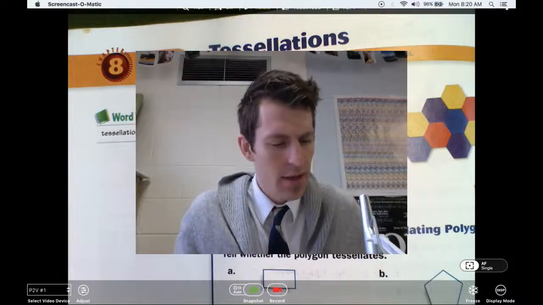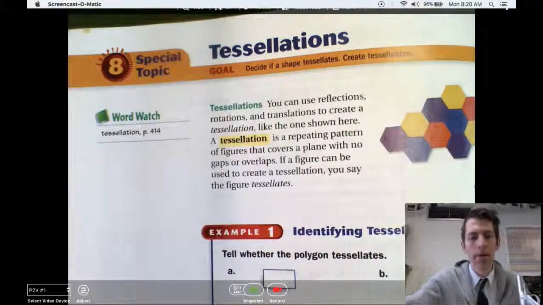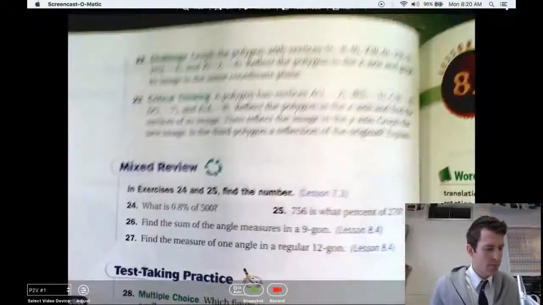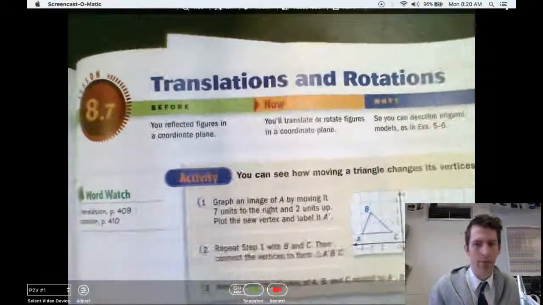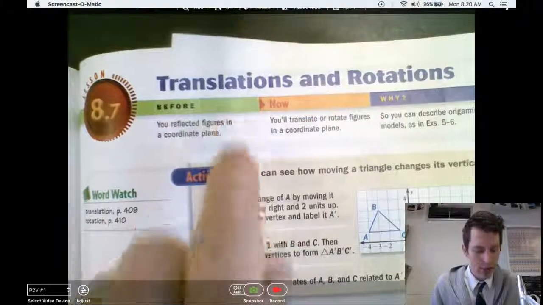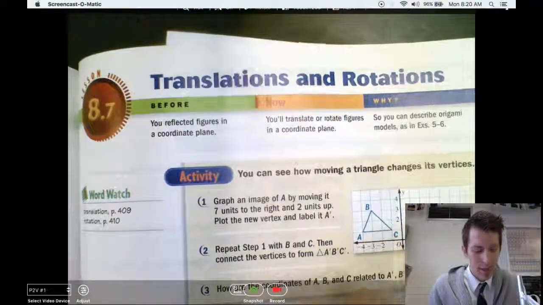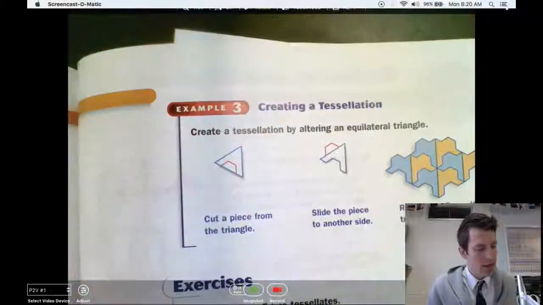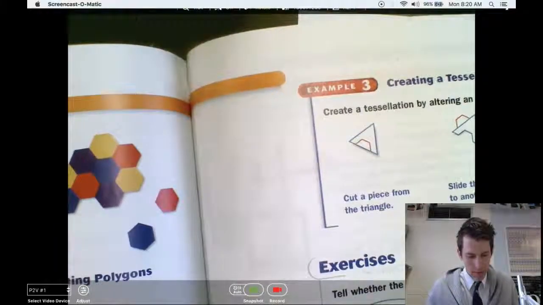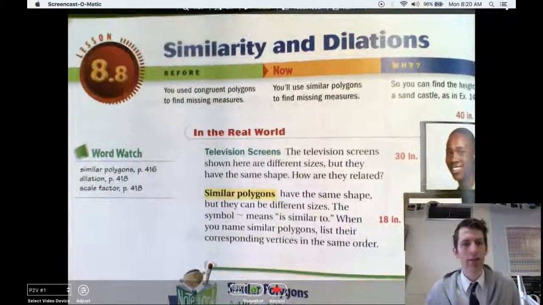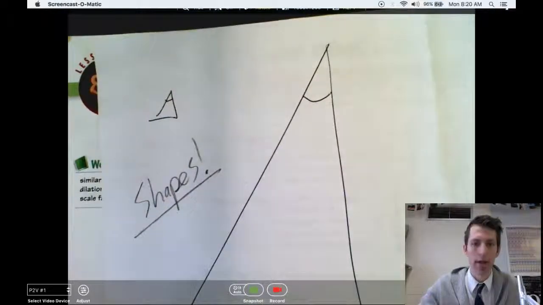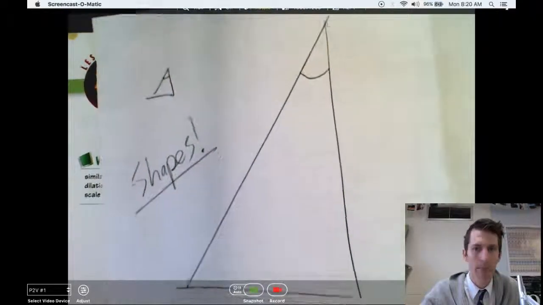Last time in 8.7, we were talking about transformations. We talked about reflections before, and we talked about translations, which means just sliding a shape over, and rotations, which are 90 degree and 180 degree rotations. So today is our final section of this chapter, and we're still talking about shapes. So check this out.